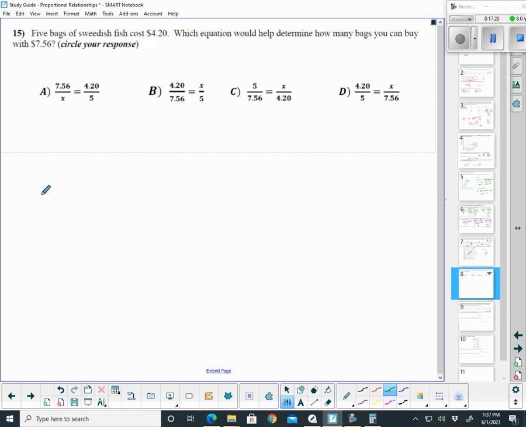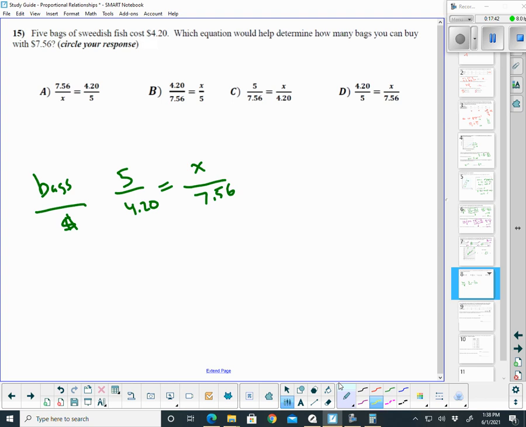All right, so we are comparing bags of Swedish fish to dollars, right? So I know that 5 bags goes with $4.20, just like a number we don't know goes with $7.56. Now, you might not have written the proportion like this, but it's okay as long as we are consistent, bags to dollars, bags to dollars. If you wrote dollars to bags, that's fine too. You just need to make sure you're consistent where you're putting everything.